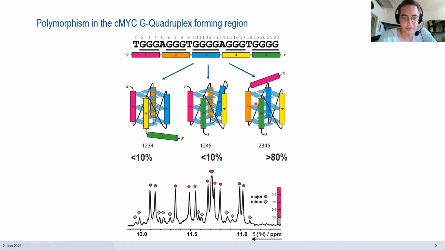I show you here the 1D proton spectrum showing the fingerprint region of the quadruplexes, where you see the imino proton resonances only of the imino protons that are incorporated into Hoogsteen base pairing. Thus, the imino protons here are a very conformation-specific probe of your conformation. What you see in this wild-type sequence is that you have a coexistence of all three different conformations. Yes, you have a major conformation, but the others are also present.